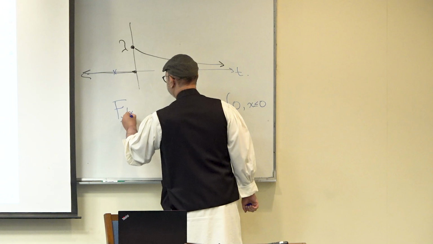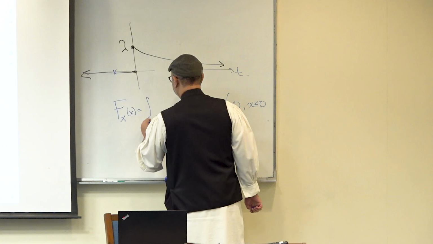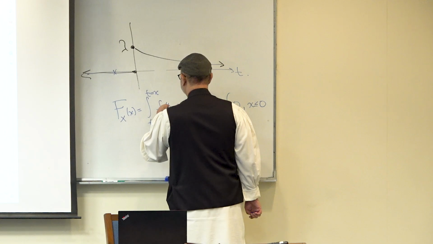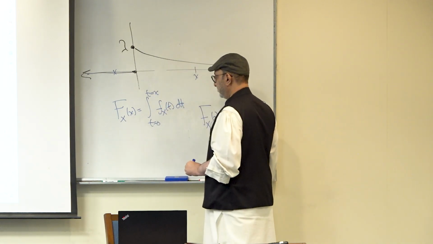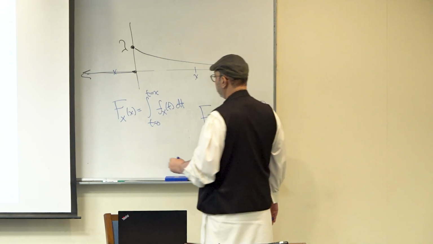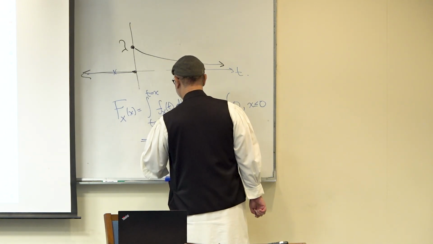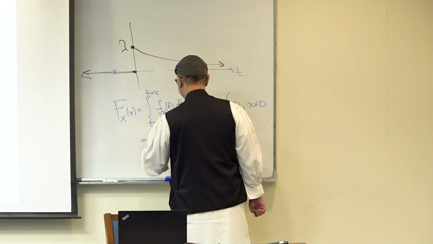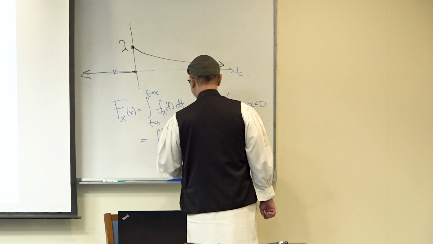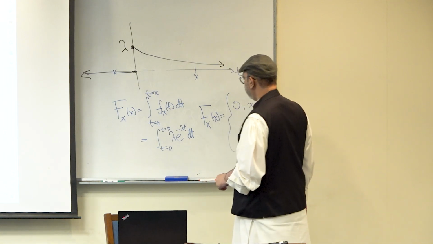So now f sub x of small x, that's the integral from t equals 0 to t equals x, the probability density function, dt. Well, that's equal to the integral from t equals 0 to t equals x, lambda e to the negative lambda t dt.